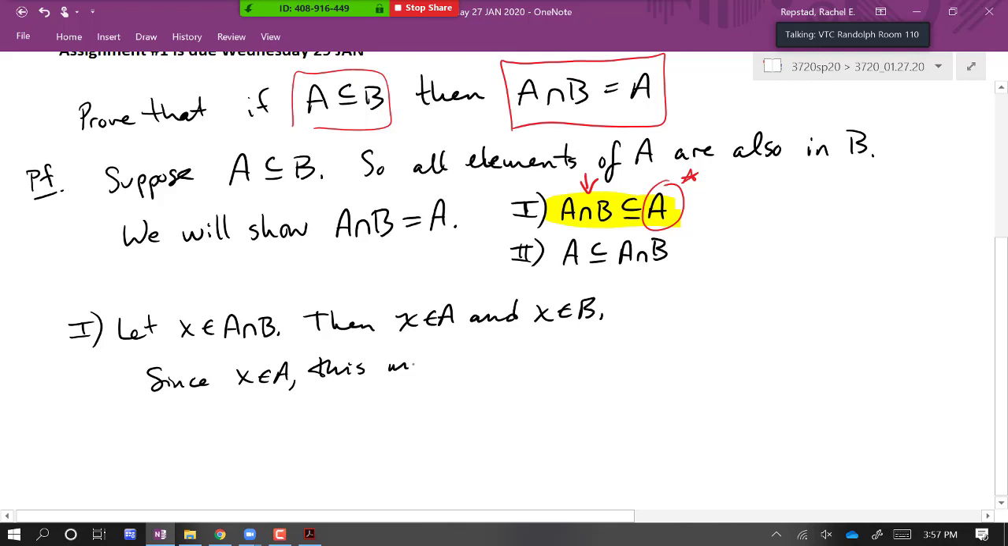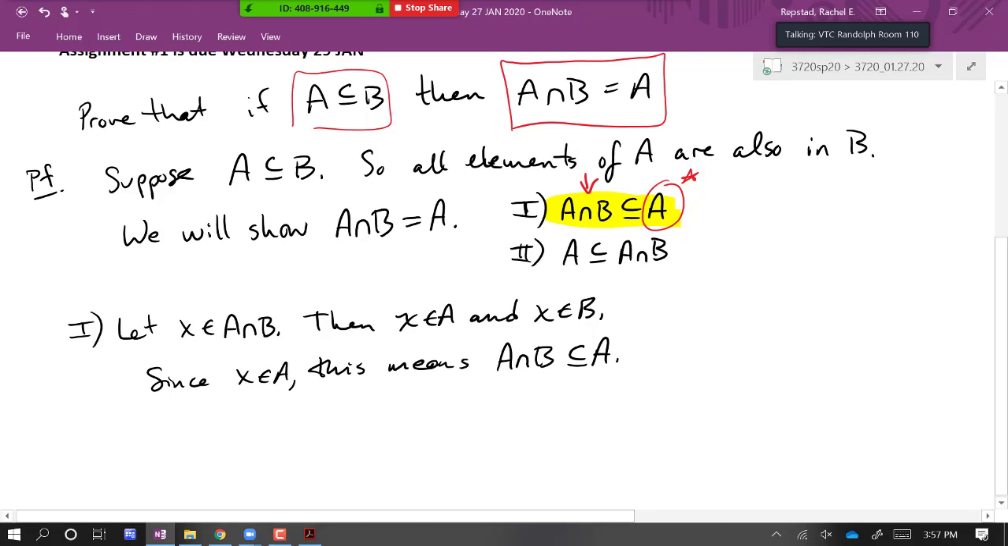And we know that it's an A. So this means that A intersect B is contained in A. A intersect B is always contained in A, regardless of that if statement. You know, our if A is contained in B, then A intersect B is equal to A. A intersect B is always completely contained in A.